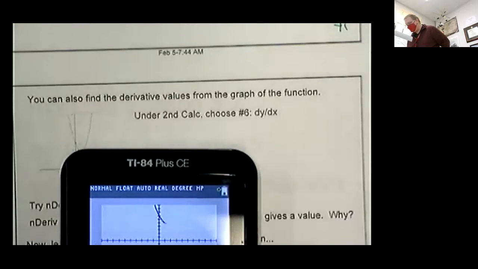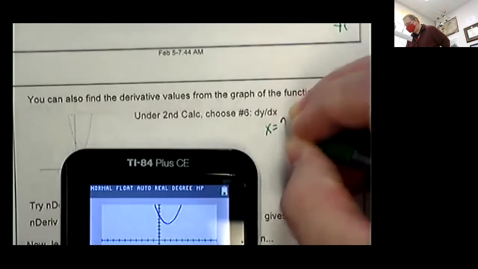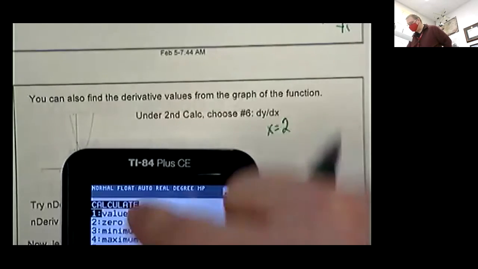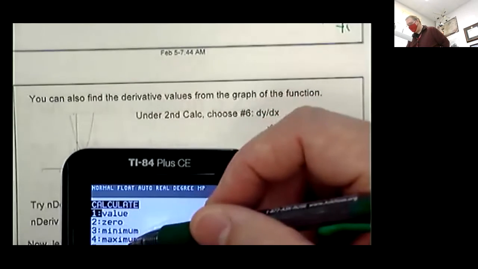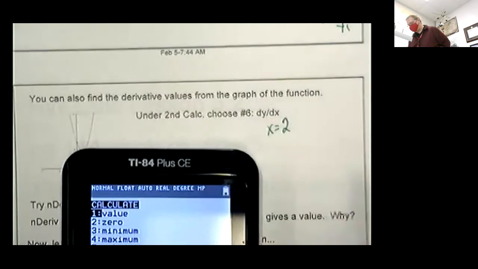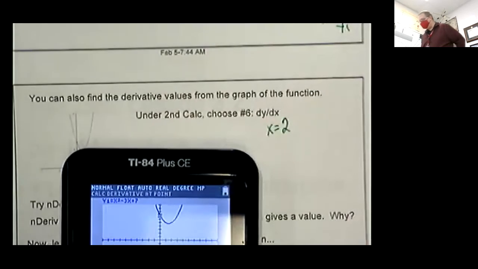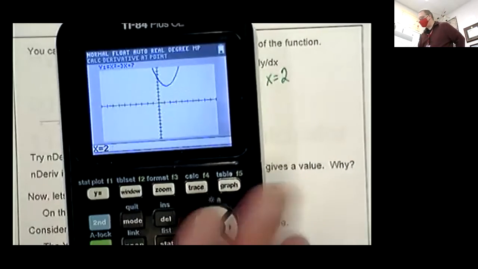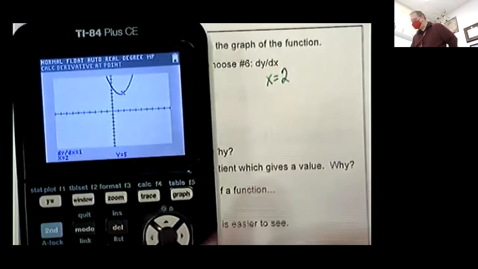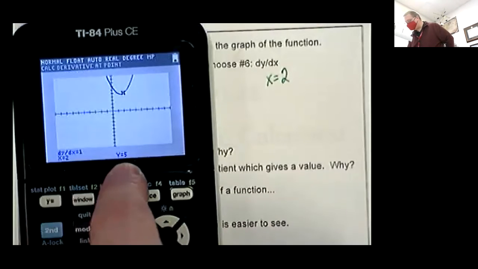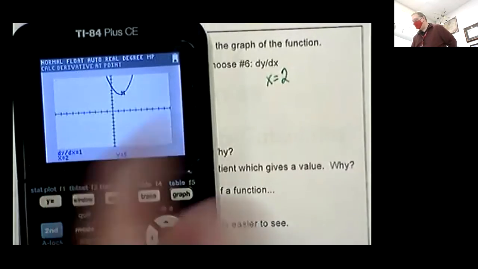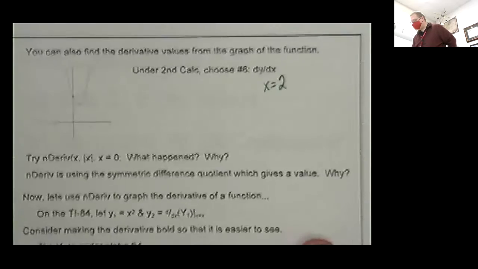So here's my function, and I want to evaluate this at x equals 2. To do that, I can go to second calc, right? And there's a bunch of stuff we looked at before: value, zero, minimum, maximum, intersect. I want to look at dy/dx. There's our derivative, and then you just type in what number you want. So I want x at 2, and then a screen should pop up prompting you. I just typed in 2. It's going to give us both the coordinate, x is 2, y is 5, but then there's also dy/dx again, which is 1. So different ways to find the derivative using your calculator.